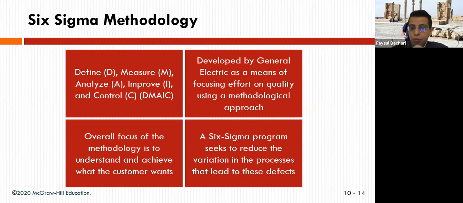So a Six Sigma program seeks to reduce the variation in the process that leads to these defects. Once you build your product, you need to keep the process at a certain level of quality that doesn't go below that, because if it goes below that, there is more chance of a defective product.